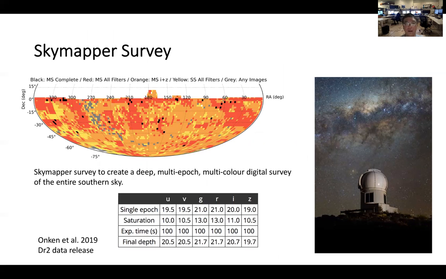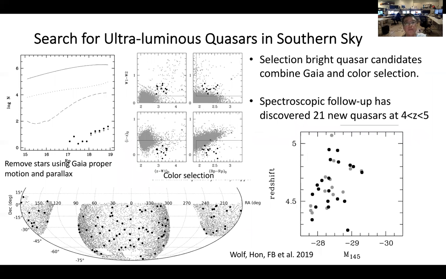In this study, we use the SkyMapper survey, which is a deep multi-epoch, multi-color digital sky survey covering the entire southern sky with u, v, g, r, i, z, these 6 bands. The survey depth is about 20 to 22nd magnitude. Using this SkyMapper survey, we try to search for ultraluminous quasars in the southern sky.